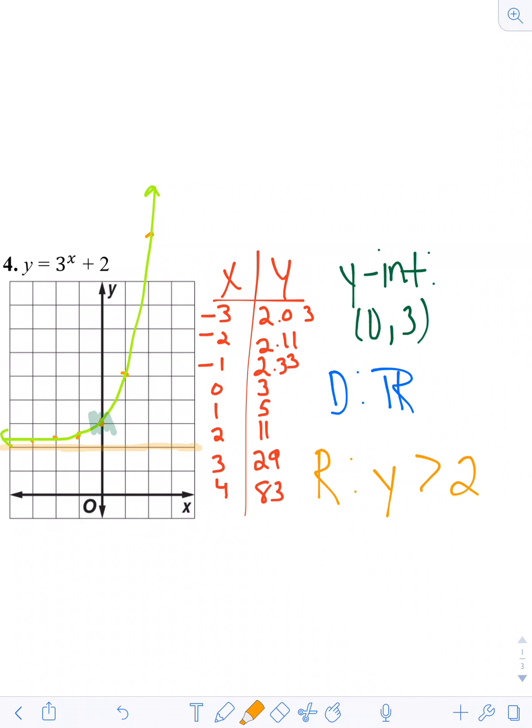And you can look right here in your table, notice you're getting really, really close to 2. If you keep going up in your table, in your calculator, you get really, really close to 2, but you never reach it.